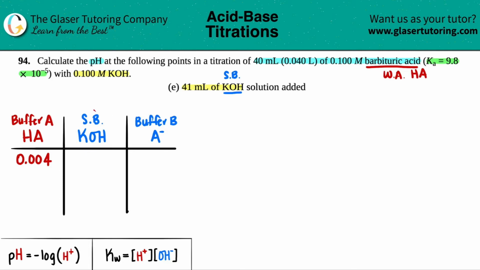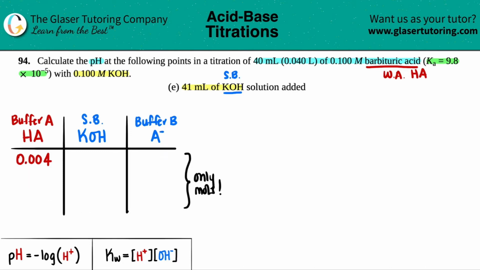The strong base, and always the strong thing that you're titrating, whether it's a strong acid or strong base, goes in the middle of this little chart that we're going to be doing. And then the buffer base, the conjugate of the acid, goes on this other side. We found out from letter B that we are starting with 0.004 moles of the barbituric acid. And the thing we just stated was that only moles are allowed in this little fighting ground battle.